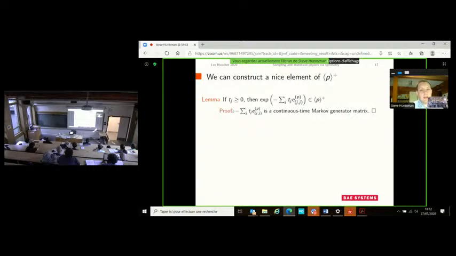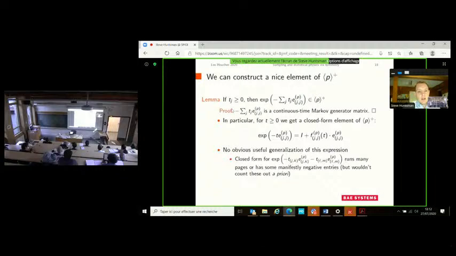So we're going to start by building a nice element of that. And here's the lemma. If you take some parameters T sub j that are non-negative, and you do this sum of the basis elements weighted like that, then the exponent is in this object. And the proof is really just writing down what these basis vectors look like and recognizing that this is the generator matrix of a continuous time chain. And if we just have a single one of these T sub j's, we get a pretty nice closed form element. That function f that you remember from a few slides ago times this basis vector plus the identity. And we can construct this analytically.